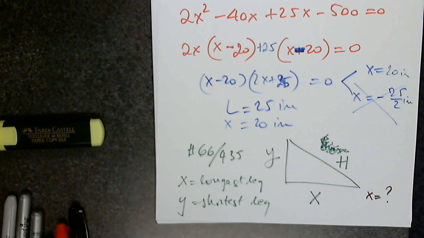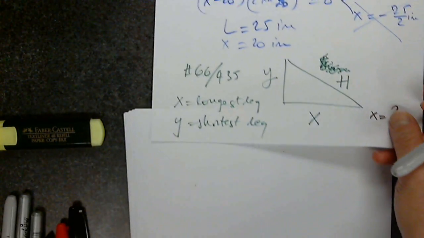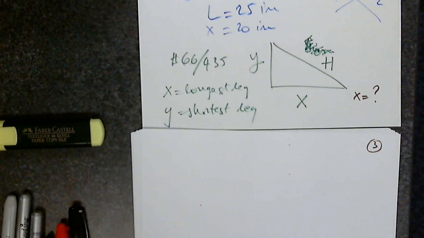If the hypotenuse is 8 centimeters longer than the longer leg, how do I write that? The hypotenuse is 8 centimeters longer than the longest leg.